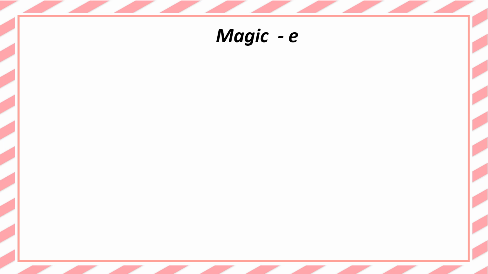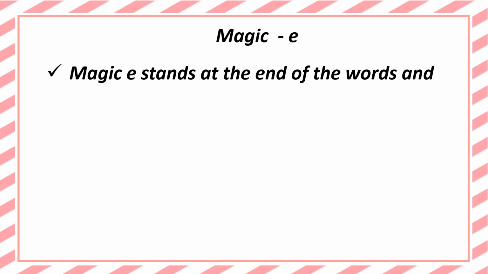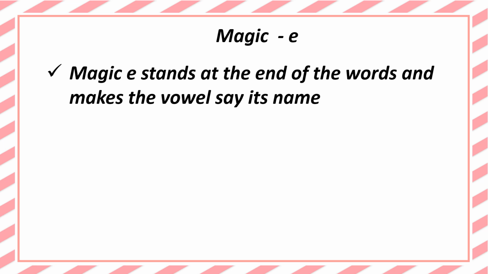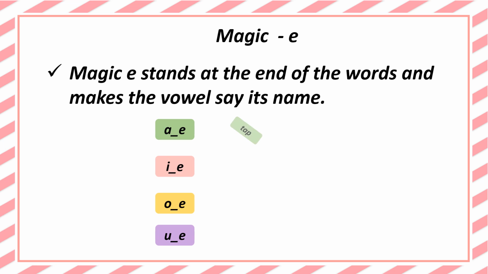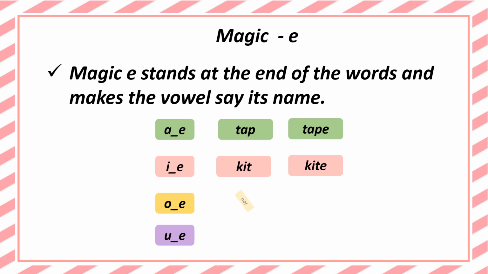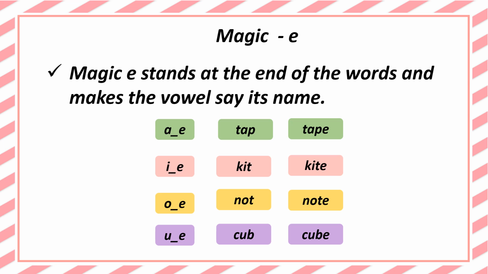Magic E. As we discussed, magic E stands at the end of the words and makes the vowel say its name. Say for example, tap, tape, kit, kite, knot, note, cub, cube. Here, the sound of A changes to A. E changes to I. O changes to O. U changes to U.